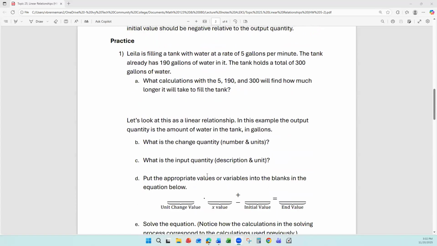And starting with practice number 1, Layla is filling a tank with water at a rate of 5 gallons per minute. The tank already has 190 gallons of water in it. The tank holds a total of 300 gallons of water. So, what calculations with the 5, 190, and 300 will find how much longer it will take to fill the tank? There's different ways you might think about this, but you might think something like it has 300 total and it already has 190. So you might do 300 minus 190 to get how much is left to fill.